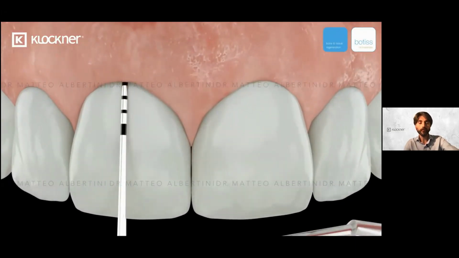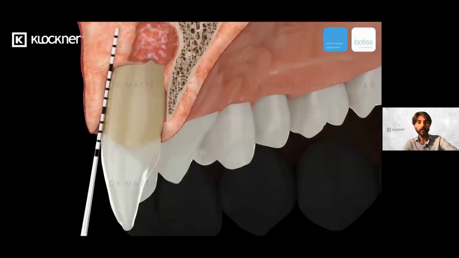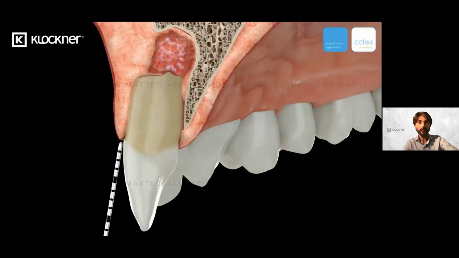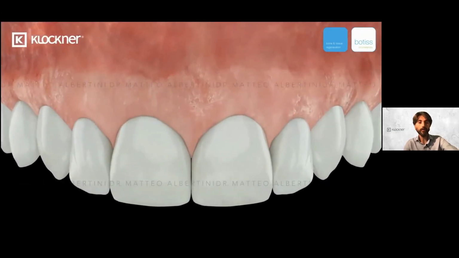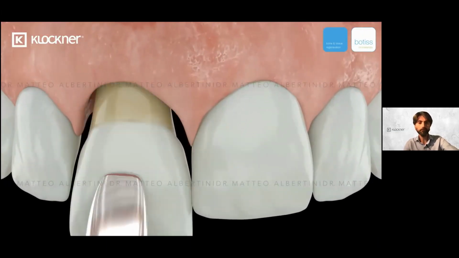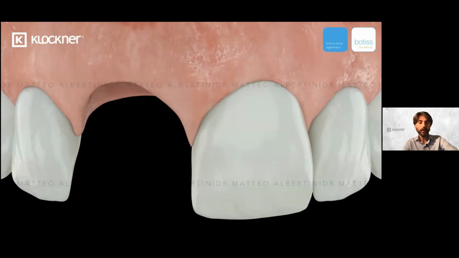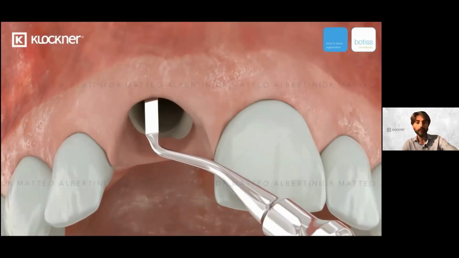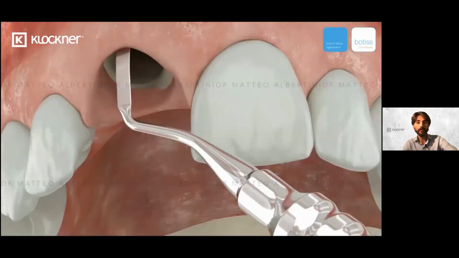So we have to extract tooth 1.1 with a total loss of the buccal bone. So we extract the tooth and we have to create an envelope. It's a full thickness envelope.